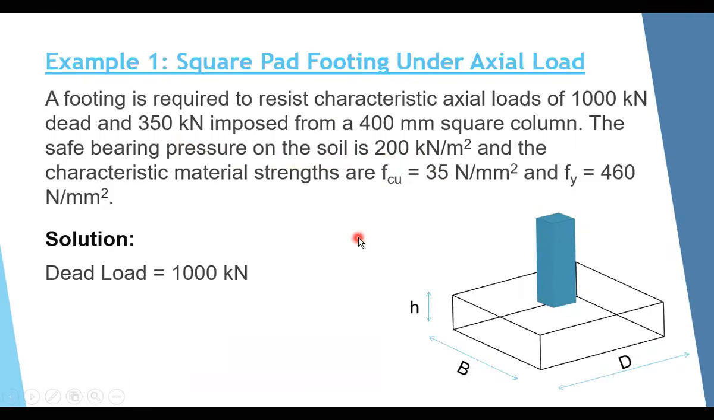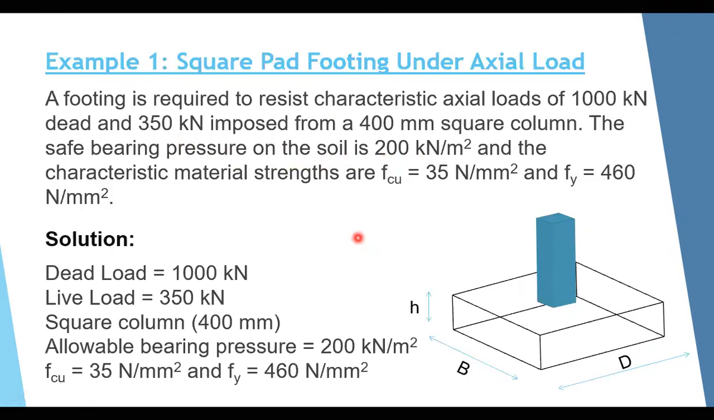So let's start making a solution. To start any solution, you have to define the data that you have and what is exactly required from you. So the data: we have a dead load of 1000, live load of 350 kilonewton. We have a square column of 400 millimeter side. The bearing pressure is 200 kilonewton per meter square, and FCU is 35, FY is 460. So what are the steps? If you want to see the steps, you can go back to the previous video.